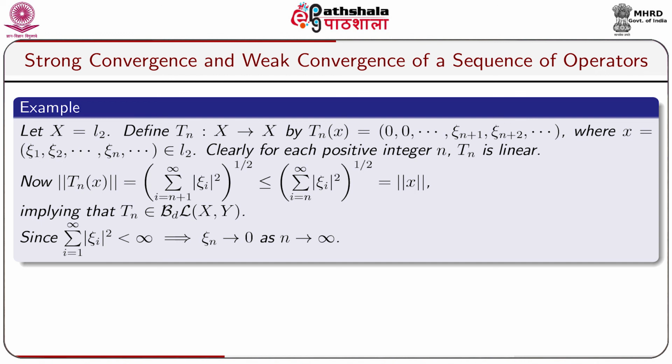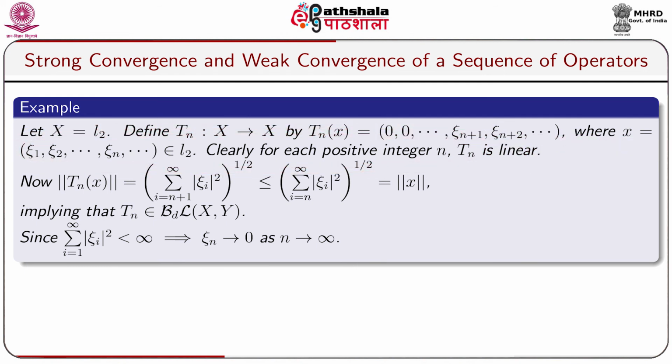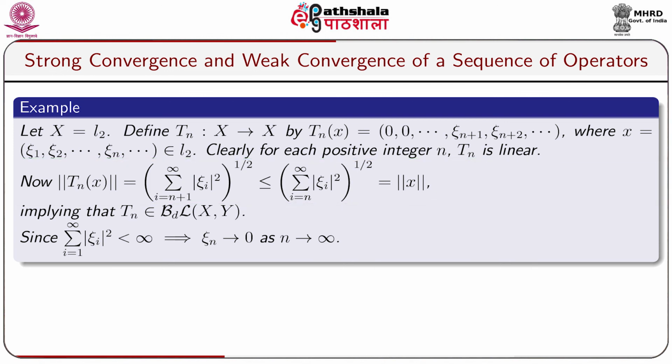Let X equal small l2. Define Tn from X to X by Tnx equal to 0, 0, 0, comma xi n plus 1, comma xi n plus 2, dot, dot, dot, where x equals xi 1, comma xi 2, dot, dot, xi n, dot, dot, dot belonging to l2. Clearly, for each positive integer n, Tn is linear. Now, norm Tnx equals sigma i equal to n plus 1 to infinity modulus of xi i square to the power half, which is less than or equal to sigma i equal to n to infinity modulus of xi i square to the power half, which is equal to norm x, implying that Tn belongs to BDL(X,Y).